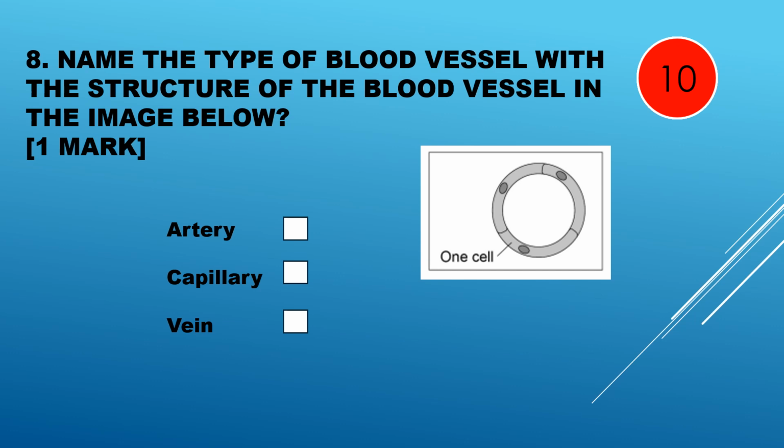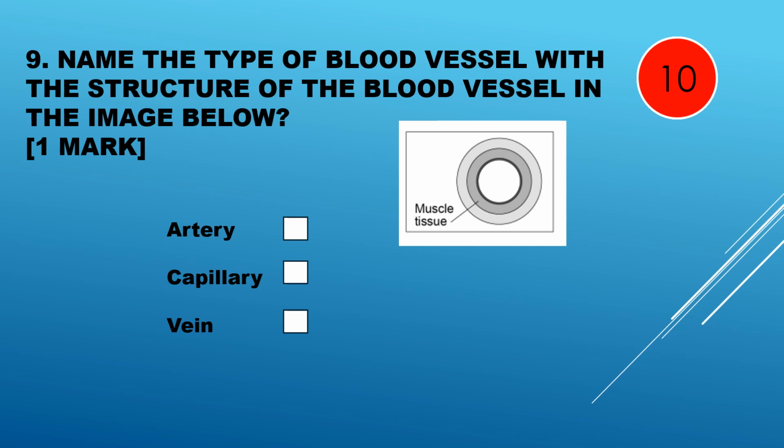Question 8. Name the type of blood vessel with the structure of the blood vessel in the image below. Is this an artery, capillary, or vein? It's one cell thick, so therefore it's a capillary.